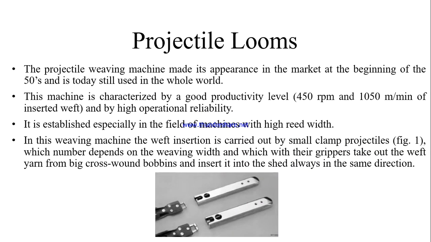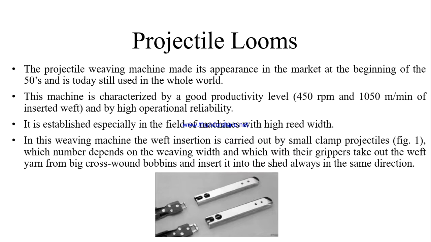The projectile weaving machine made its appearance in the market at the beginning of the 50s and is today still used in the whole world, and is a very popular weaving machine. Basically, this machine is characterized by a good productivity level. Its RPM is pretty high. You can say around double that of the shuttle weaving, 450 RPM, and insertion rate is 1050 meter per minute. And by a high operational reliability, you can manufacture fabric with a consistent quality and defect free.